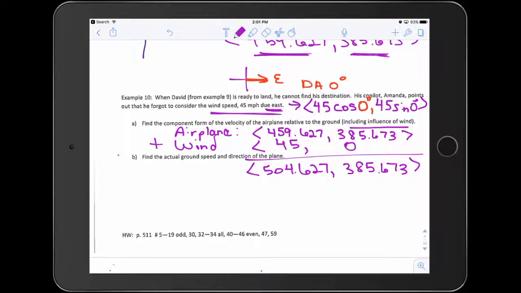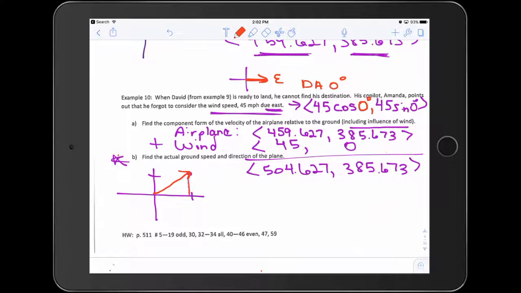Okay, so in letter B, this is like the $1,000,000 question right here. It says find the actual ground speed and direction of the plane. So we want to know now how fast is this plane going with the whole wind and everything, and what direction is the plane going, because obviously it's being affected by that wind. So what we do is we graph, just again, this is for speed, I only graph the resultant vector in standard form. So I actually go out 504, up 385. Keep in mind this is just a picture for our reference. And again, there's my vector.